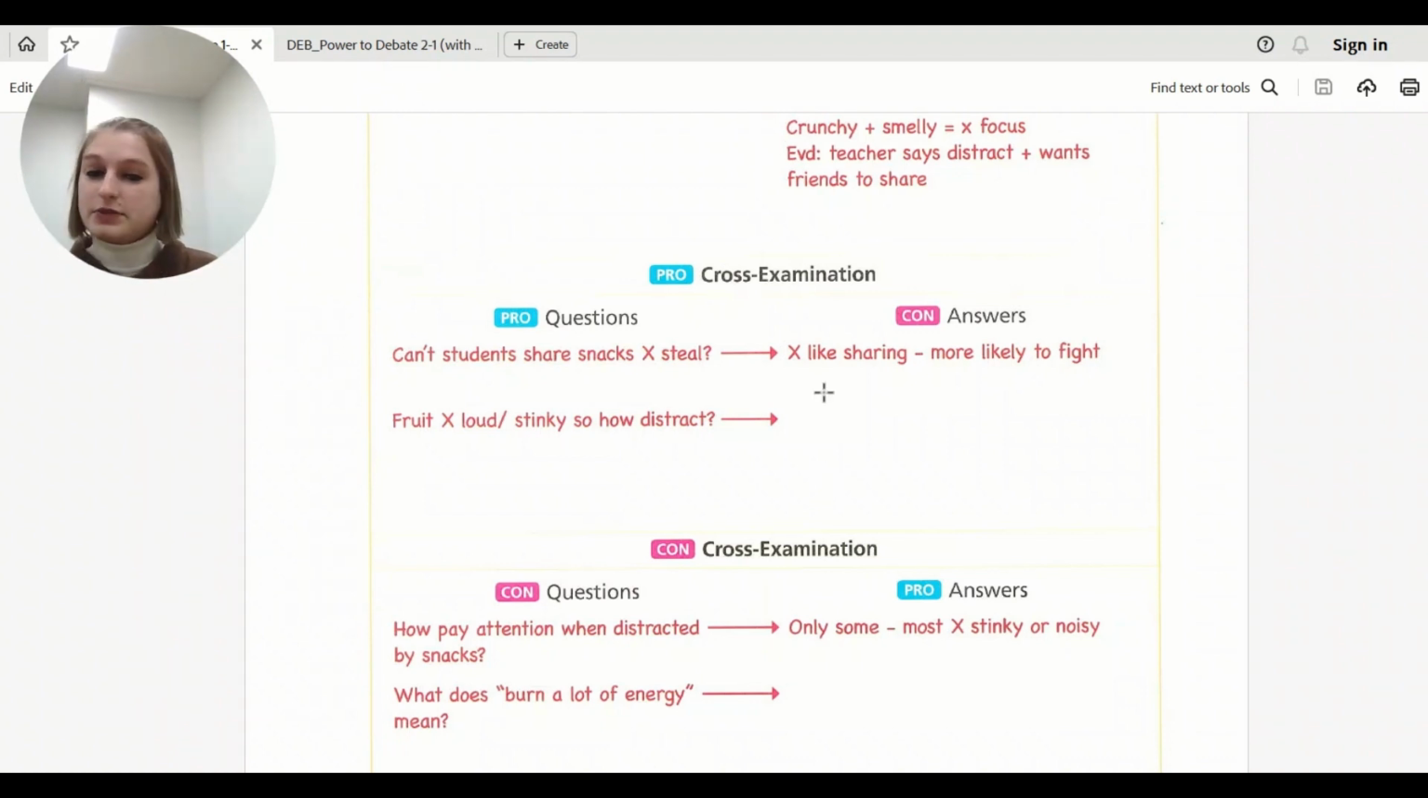And then, same with the con side, they will ask questions to the pro side. So apparently in this one, the pro side said burn a lot of energy, and the con side doesn't understand what that means. So you can say, what does burn a lot of energy mean? Please explain that to me. I didn't understand. So that is how cross-examination questions are done. And again, you'll prepare them ahead of time, and your teacher will help walk you through cross-examination questions if you get stuck writing them.